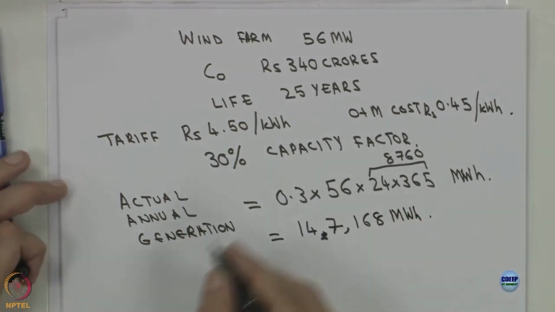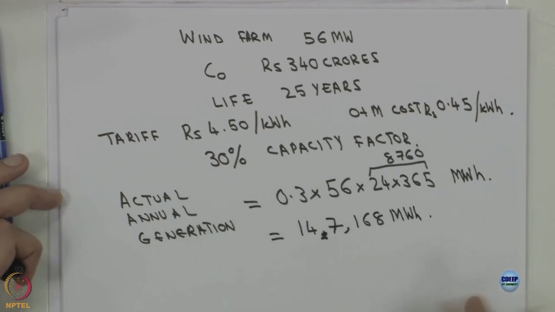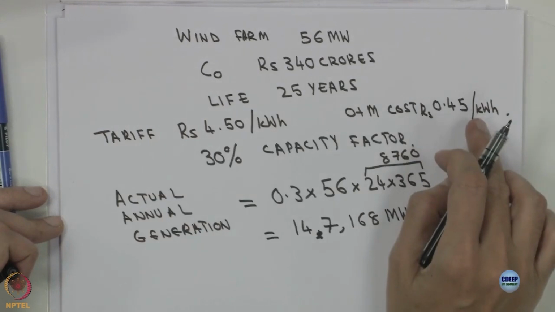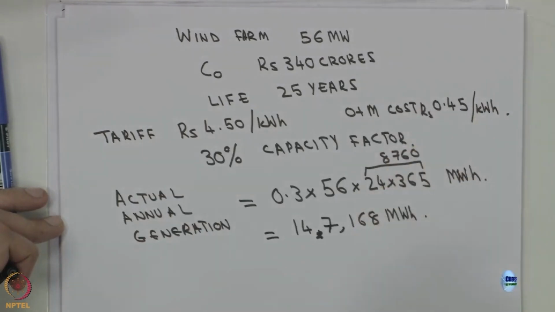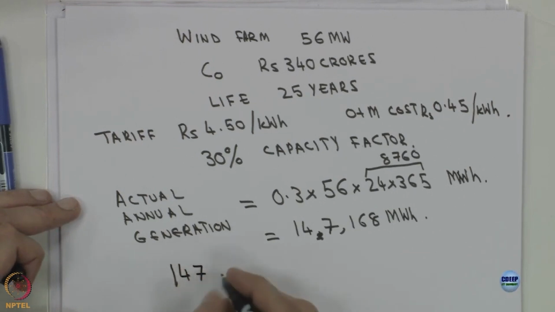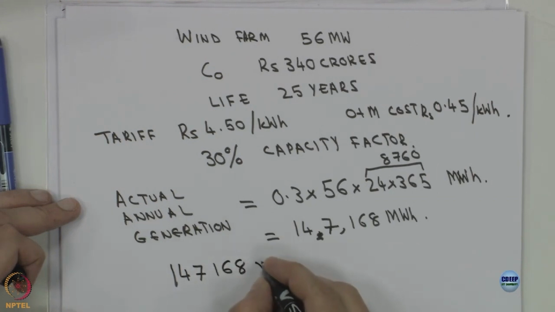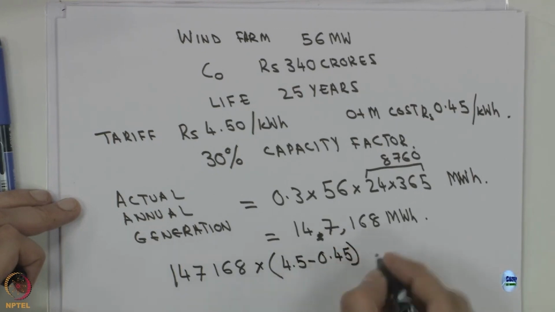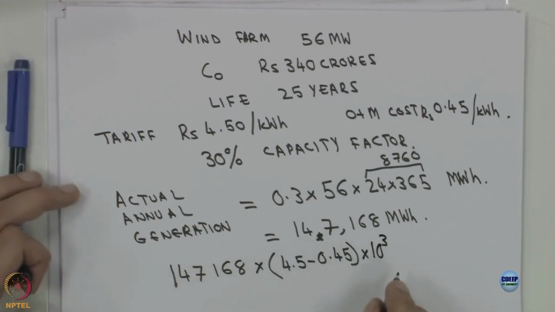So what will be the total revenue each year? Net revenue will be the tariff which we are getting, minus whatever is the operation and maintenance cost. So this will be 147,168 megawatt hour into 4.5 minus 0.45, into 1 megawatt hour is 10 raised to 3 kilowatt hour. This will be in rupees.